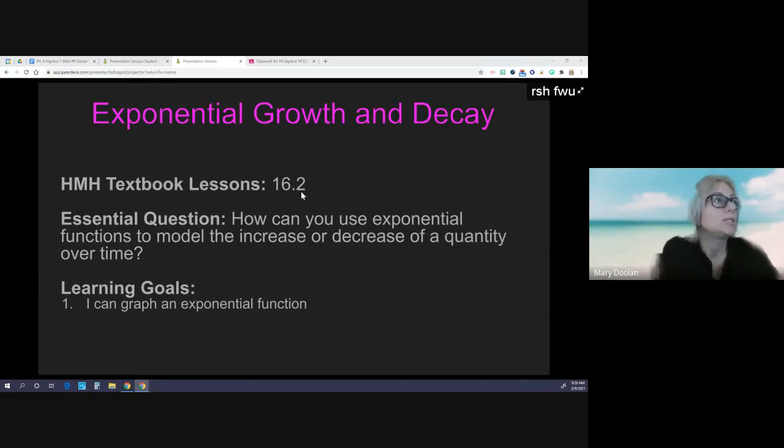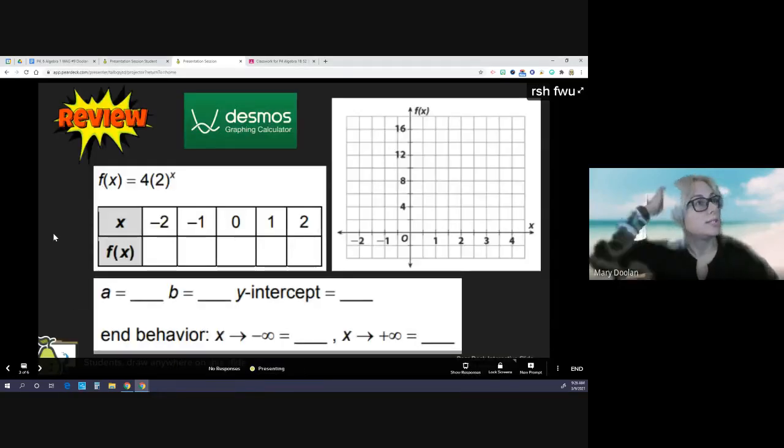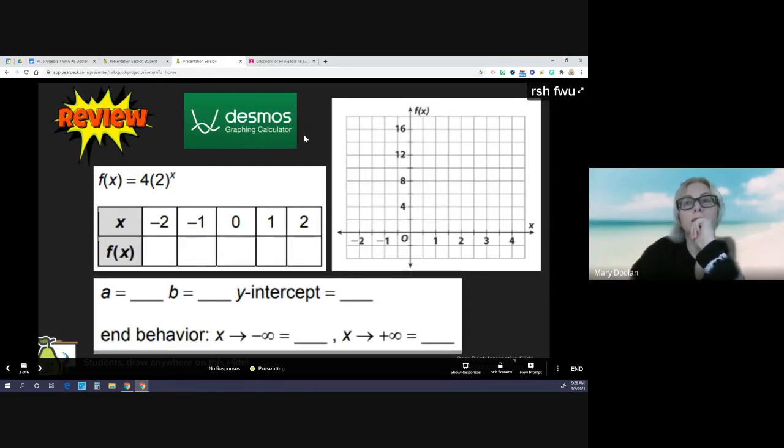And so your learning goal is still the same: I can graph an exponential function. And this first slide here, this is a review slide. We're going to use the Desmos graphing calculator for this. We have an exponential function right here because it has f of x on the left, and on the right hand side we have a times b to the x power. This is an exponential function where you have an a, a b, and an x power.